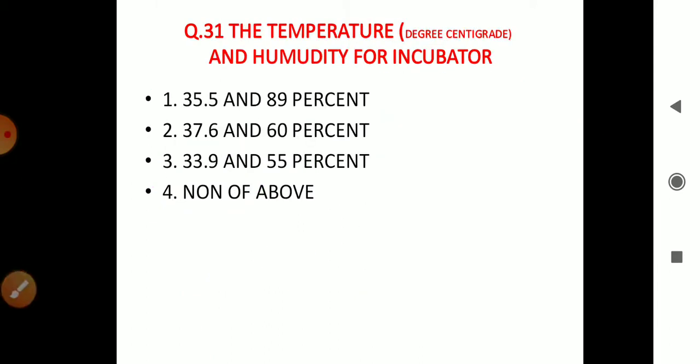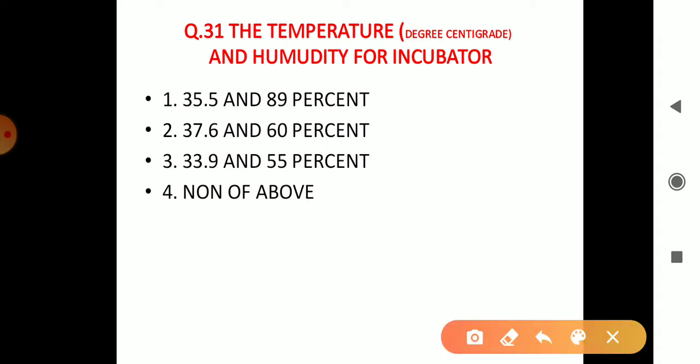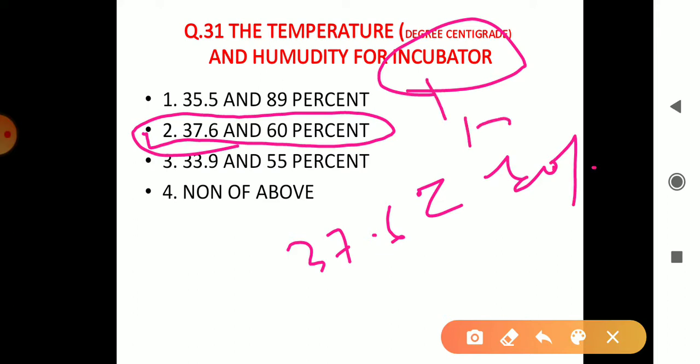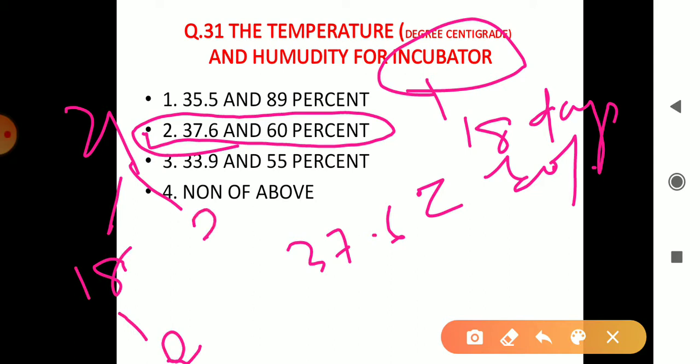Coming to the next question, the temperature in degree centigrade and humidity for the incubator. An incubator is a machine where the eggs are kept for the development of chicks inside the egg. It is very important, so remember this data. It is 37.6 degree centigrade at 60% humidity. Another thing to remember: in the incubator, poultry eggs are generally kept for 18 days. Of the total 21 days, 18 days are in the incubator and 3 days in the hatcher.